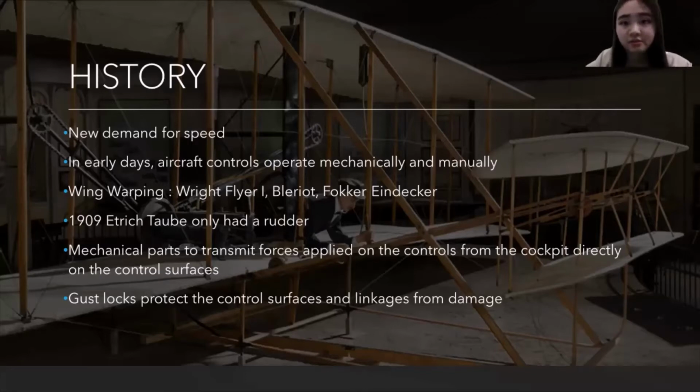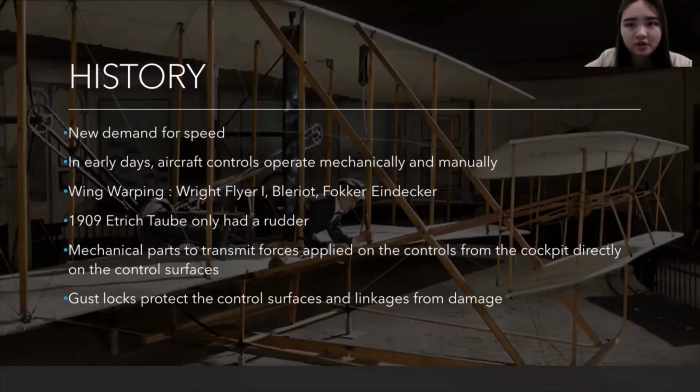So just like any other machineries, aircraft control systems also have evolved within the past 100 years. The aircraft from the first generations are the pioneers to the aircraft that we have today. And with the new demand for speed, aircraft designers have been pressured to produce better and more responsive control methods for an aircraft. So in the very early days of the first generation, aircraft controls operated mechanically and manually. These systems are still being used today, but only in small aircraft where the aerodynamic forces are not in a very large amount. The Wright Flyer 1, Blériot, and Fokker Eindecker, for example, are the earliest aircraft to operate manually, and they operate using the wing warping system.